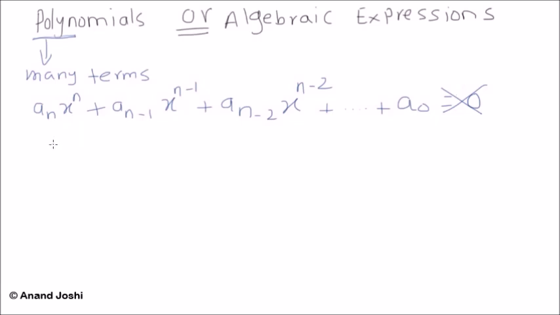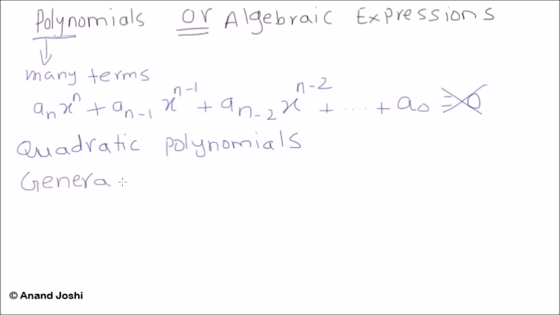Today we are going to study about quadratic polynomials or quadratic expressions. So without going into details, let us see what is the general form of a quadratic polynomial or a quadratic expression. The general form is ax square plus bx plus c.